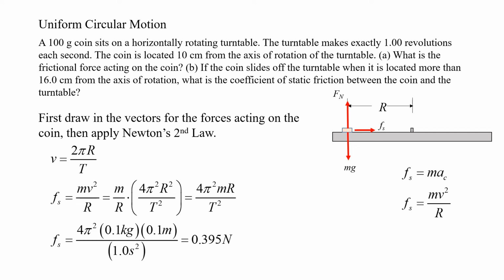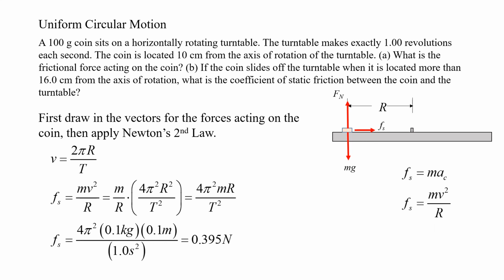If we didn't have that friction, once we started the coin moving, it would want to move in a straight line. But since it's going to stay with the turntable and move in a circle, that static friction points toward the center of the circle, which forces the coin to stay in the circle. We also have the weight of the coin down and the normal force from the turntable pushing up. So in the vertical direction, we have the normal force equals the weight. And in the horizontal direction, we just have the static friction, and we can write that as mass times the centripetal acceleration, or mv squared over r.